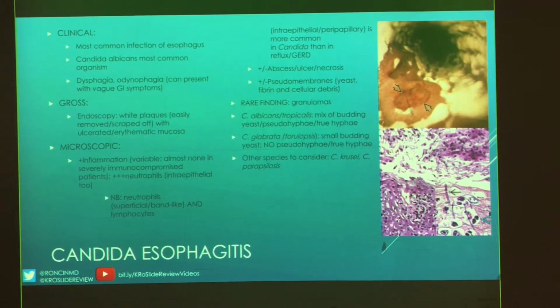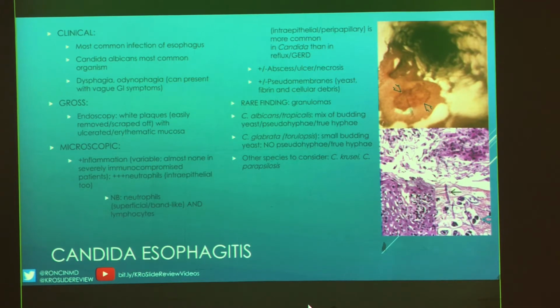On endoscopy, they're going to see what I have on the top right, which is these really thick white plaques. But these plaques are easily removed on endoscopy, so when they see this, they'll actually try to scrape some of it off, and underneath they'll have that ulcerated erythematous mucosa, and from what we've seen on the microscopic view, we can understand why.